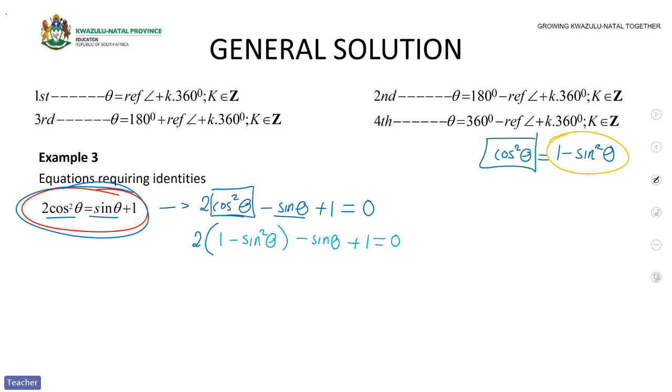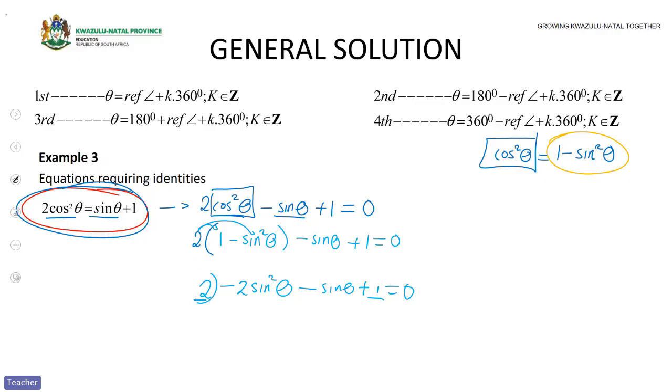And then we are going to simplify by distributing the 2. It will be 2 times 1, which gives us 2, and then 2 times minus sine squared theta gives us negative 2 sine squared theta. So we have 2 minus 2 sine squared theta minus sine theta minus 1 equals 0. Again, it's clear to see that now we have a quadratic equation in standard form, and everything is written in terms of sine. We then have to add these two values.